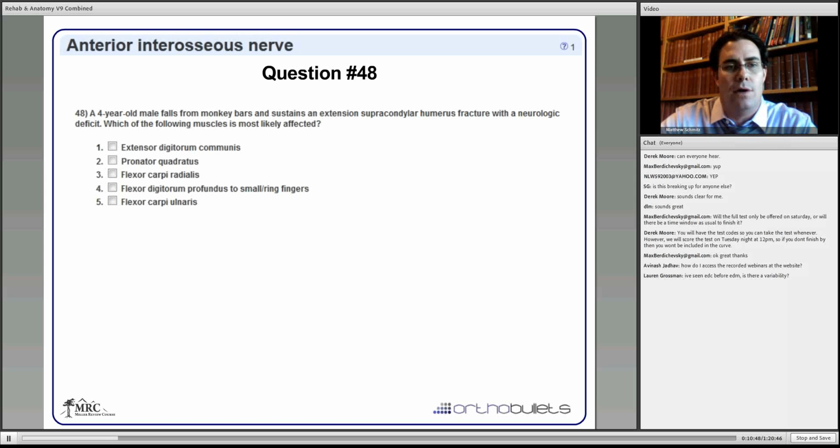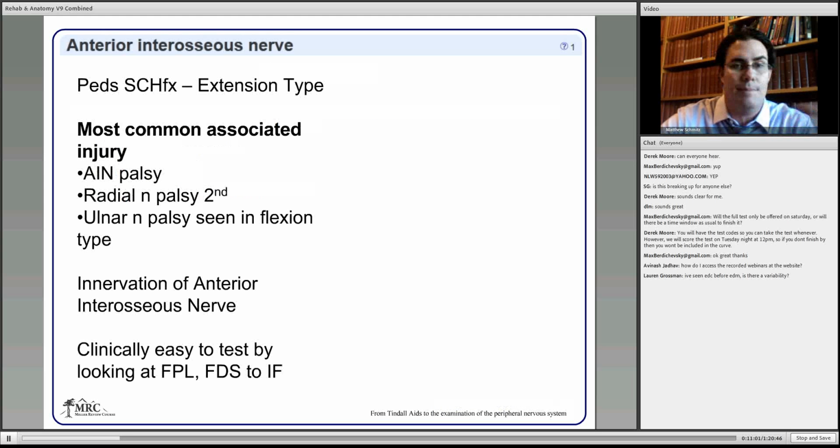A 4-year-old male falls from the monkey bars and sustains an extension-type supracondylar humerus fracture with a neurologic deficit. Which of the following muscles is most likely affected? So to understand this question, we've got to know a couple of basics that go into our PEDS. Extension versus flexion-type supracondylars. Which nerves are more commonly injured? The most common nerve injury with an extension-type supracondylar is the anterior interosseous nerve. A radial nerve or a PIN nerve palsy would be second. If you have a flexion-type supracondylar humerus fracture, the palsy that's commonly tested is an ulnar nerve palsy.